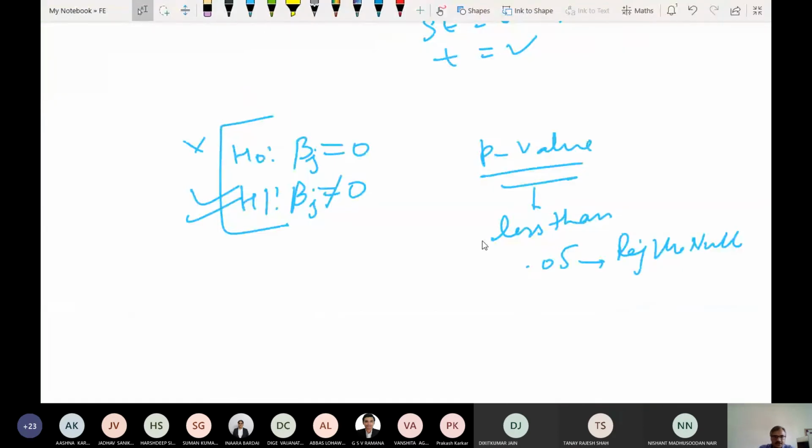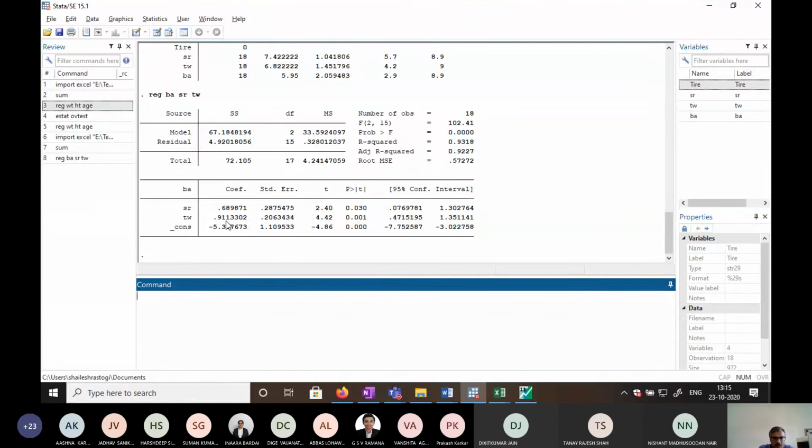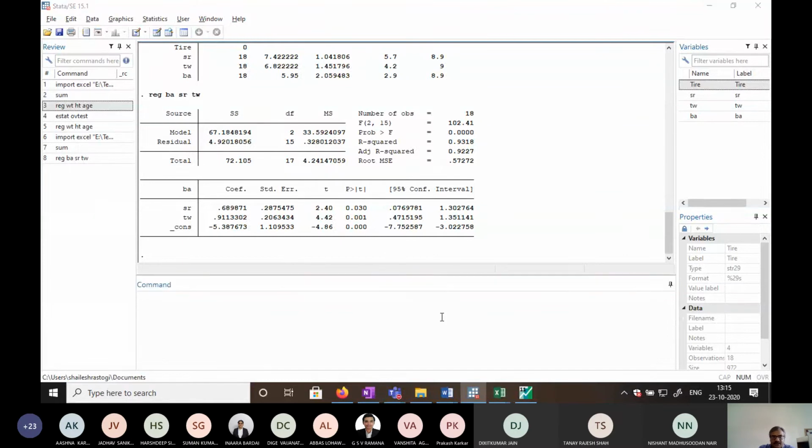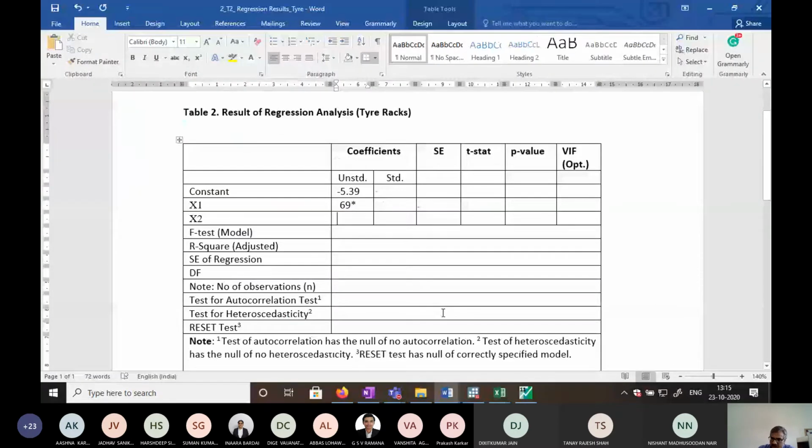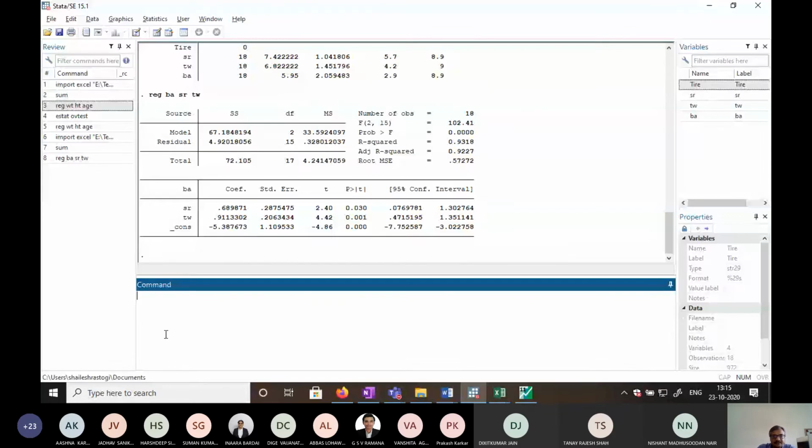And I'm going to x2. X2 is equal to 0.91. It is also significant. 0.91, significant. I'll come to it quickly. SE values are here. All three values are SE values.